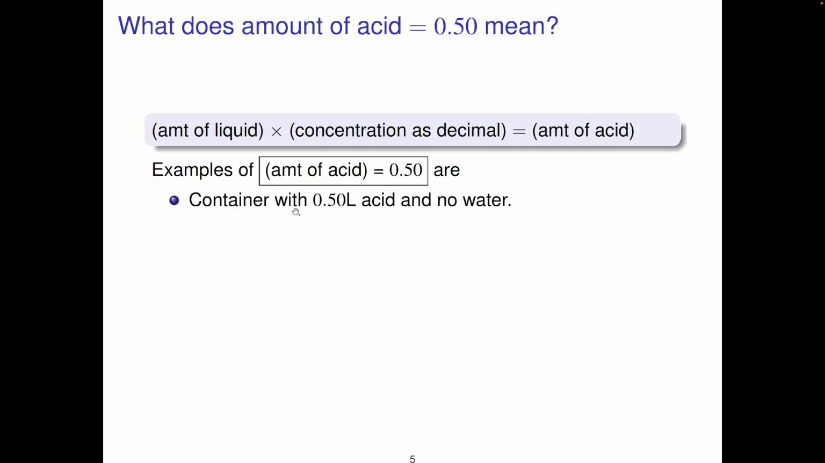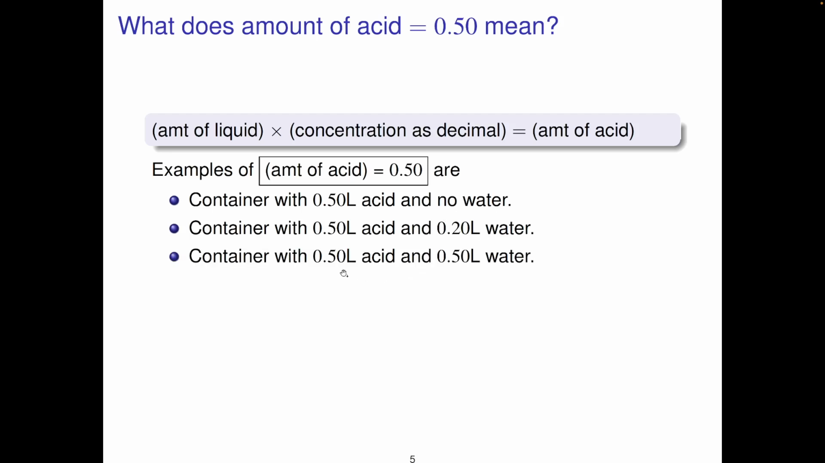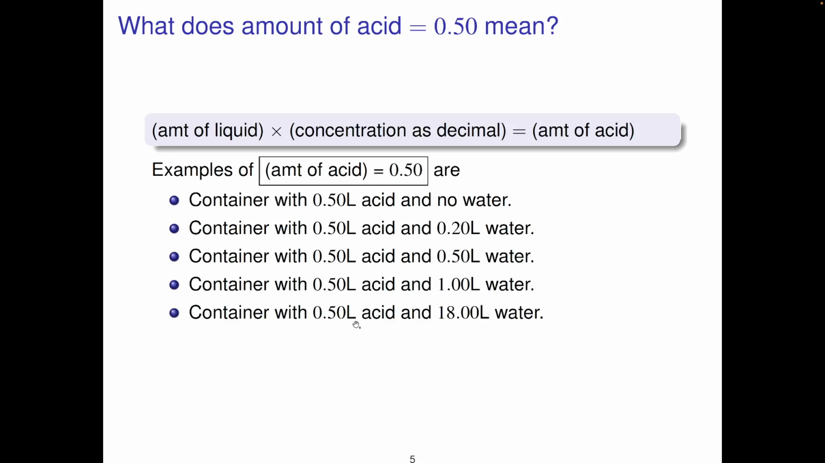So you could have a container, here's an example of it. You could have a container with 0.5 liters of acid and literally no water, 0 liters of water. Or 0.5 liters of acid and 0.2 liters of water, 0.5 liters of acid, 0.5 liters of water. Here it matches, right? The same amount of acid as there's water in that container. Another container, 0.5 liters of acid, 1 liter of water, 0.5 liters of acid, 18 liters of water, 0.5 liters of acid, 10,000 liters of water. That's way more water than acid.